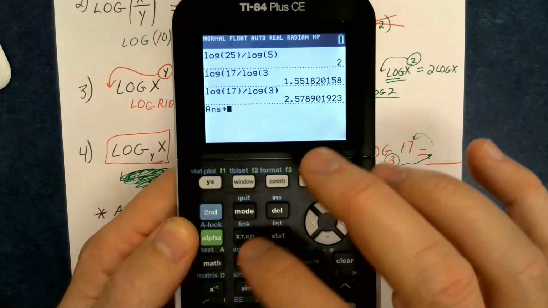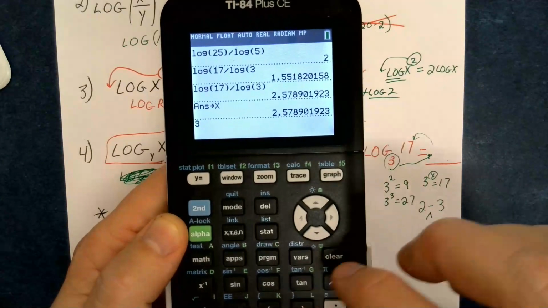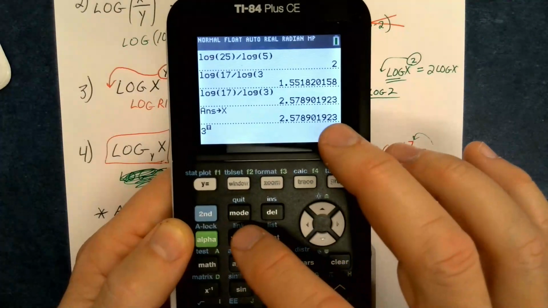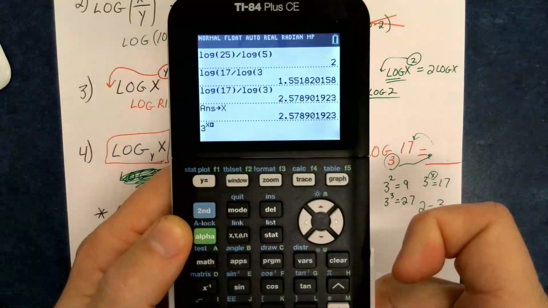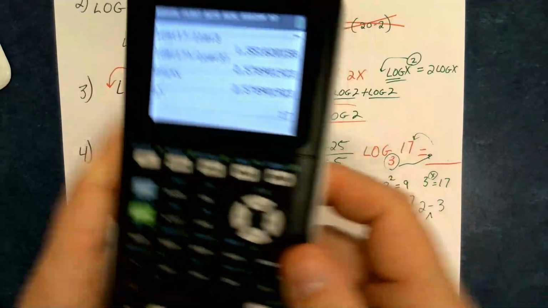Now I'm going to do this. Watch. I'm going to store this in x. Make sure that it works. We're supposed to say that 3 raised to the x power, that's supposed to be 17, if x is 2.57. And look at that, it is 17.